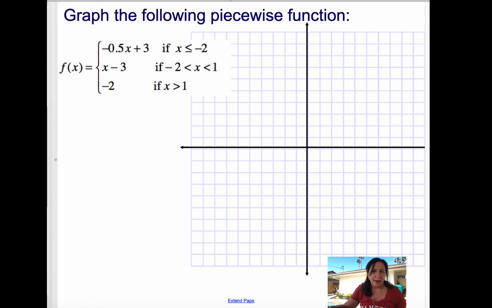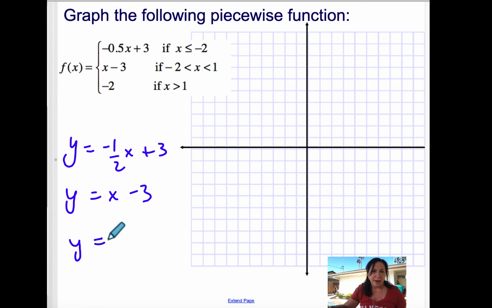So this one is saying y equals negative 1/2 x plus 3. My second one is y equals x minus 3, and my last one is y equals negative 2. So the first one at 3, so we have 1, 2, 3 dot here. Down 1 over 2, down 1 over 2. So this one is saying that for my line, x has to be less than or equal to negative 2.